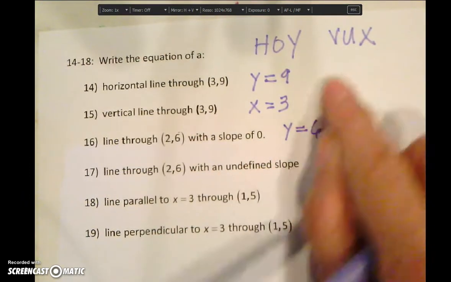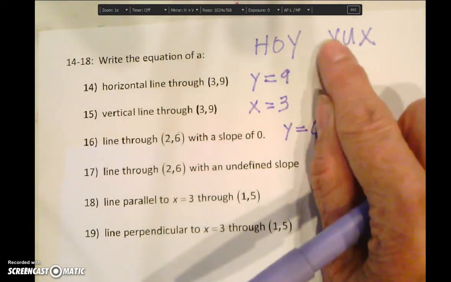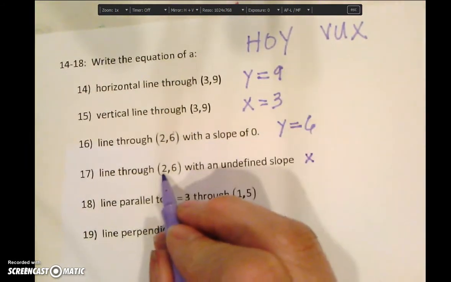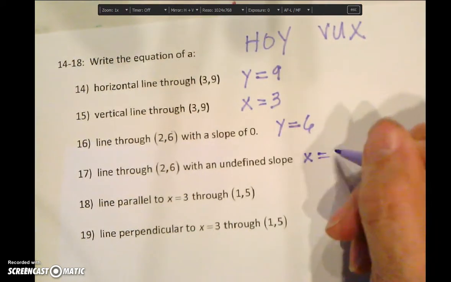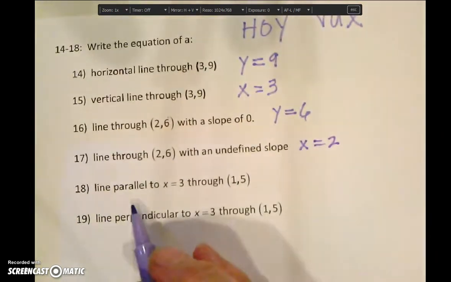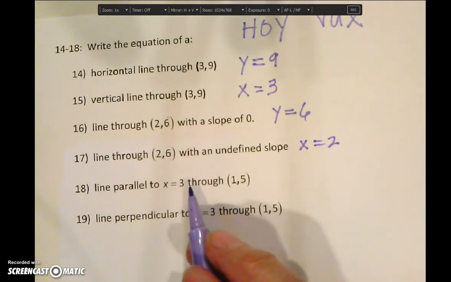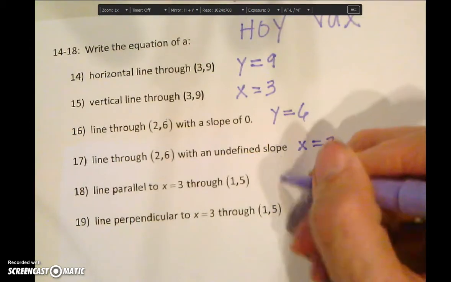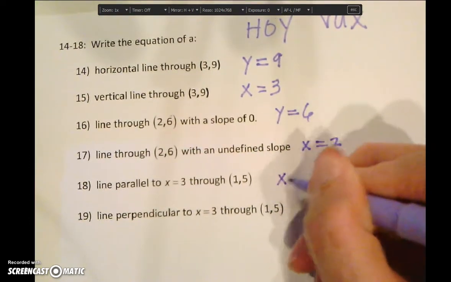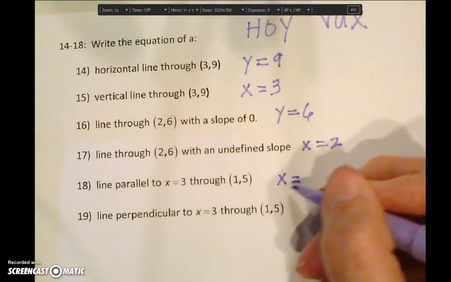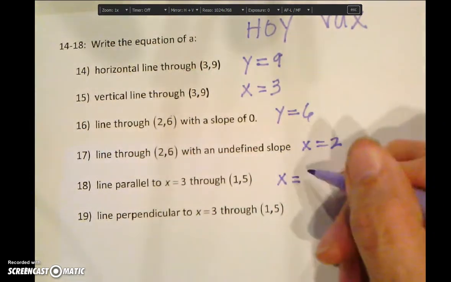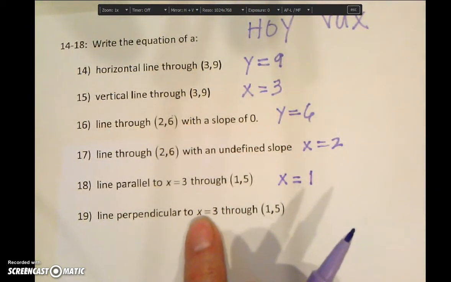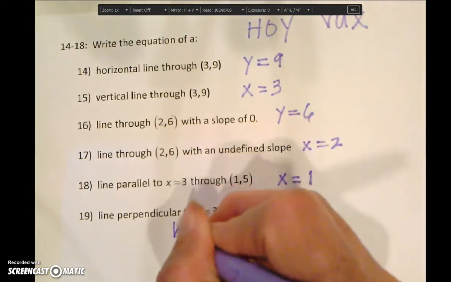If I have an undefined slope, U for undefined, it's a vertical line, and it's going to be x equals whatever the x coordinate is of the point, which is 2. And finally, a line parallel to x equals 3. If it's parallel, all vertical lines are going to be parallel, so it's another x equals line. And since it's x equals, I need the x coordinate, which is 1. And if it's perpendicular to x equals 3, it needs to be horizontal.